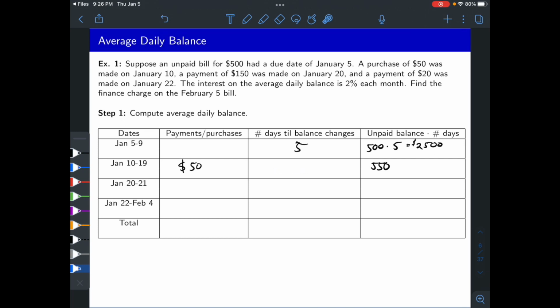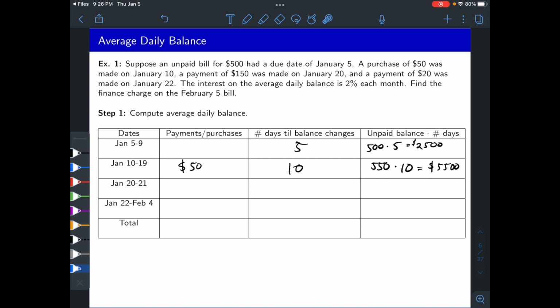Okay, well, how many days until the balance changes? Well, the next time that something happens is on January 20th when we make a payment. January 20th is 10 days later, 10 through 19, 11, 12, 13, 14, 15, 16, 17, 18, 19. Yep, that's 10. And so the balance is going to remain at 550 for a total of 10 days. 550 times 10 is $5,500.